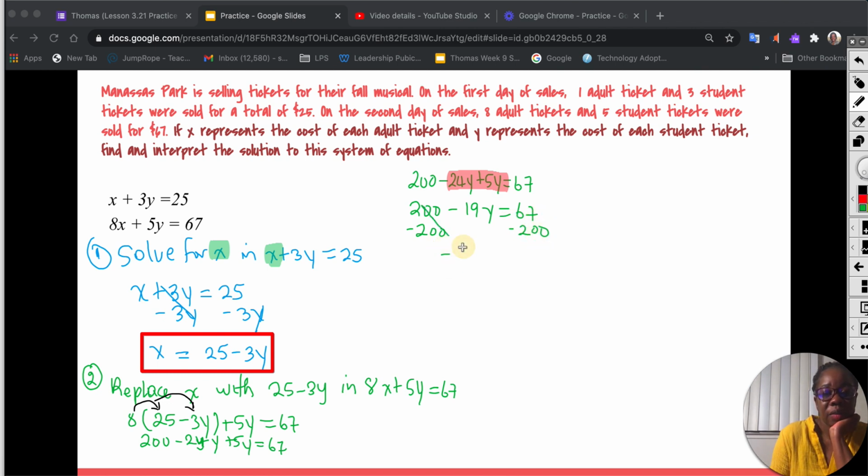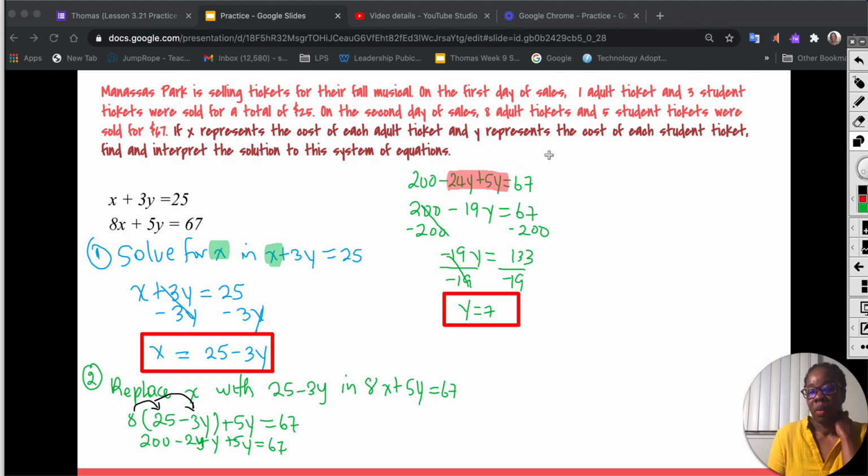We end up getting negative 19y is equal to negative 133. And then we divide by negative 19 on both sides. So y is equal to 7. So we now have a value for y. y is equal to 7. We also now need a numerical value for x.